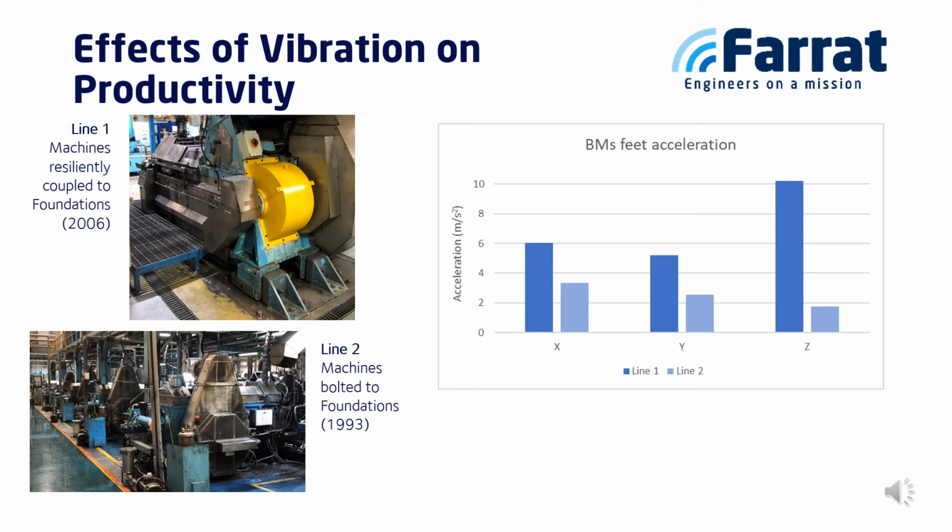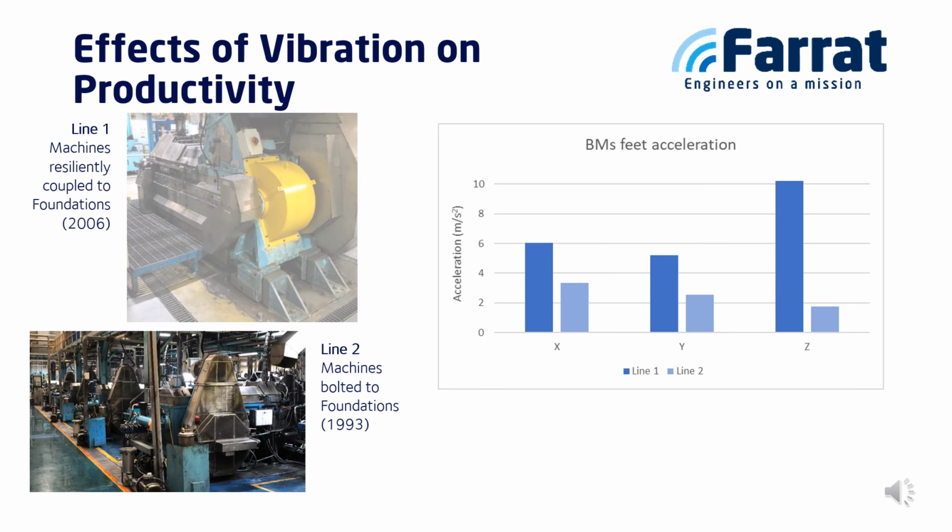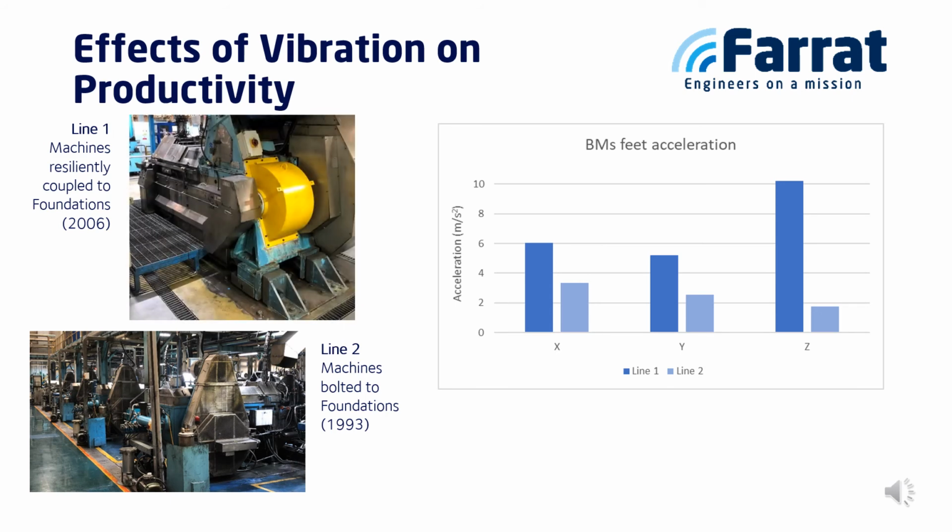All measured body makers from line 1 were connected to their isolated foundations with resilient material in the horizontal and vertical directions. This line was built in 2006 and the model body maker was therefore quite recent. Another set of body makers from line 2 this time were also measured. These machines, installed years before in 1993, were all rigidly coupled to their isolated foundations.